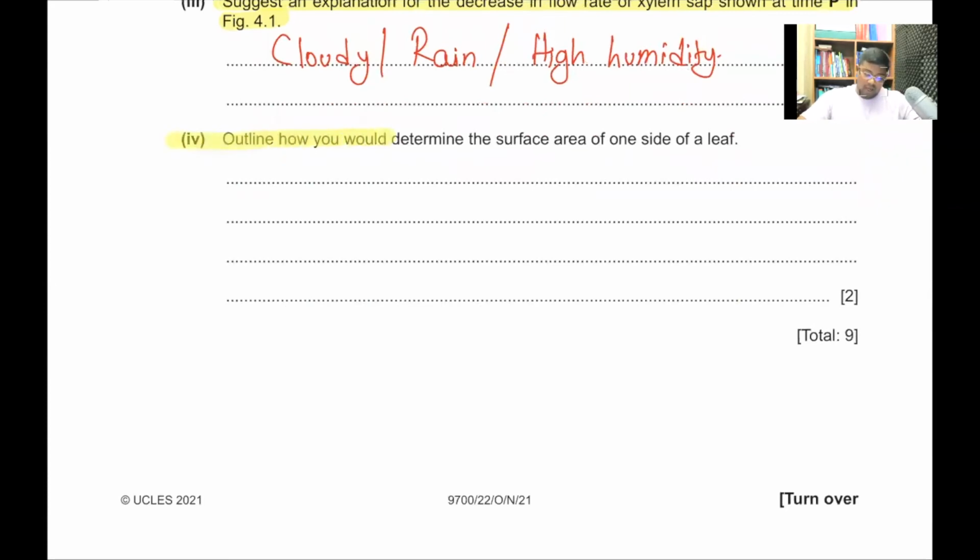Part 4, outline how you would determine the surface area of one side of a leaf. All right. So the leaf is placed on a square graph paper. And then we can draw the leaf on that particular graph paper. And then the number of full squares, or the squares that are full more than 50%, can be counted. Squares that have less than 50% do not need to be counted. And in that way, if we count the graph area, then we can get an estimate of the surface area of the leaf.